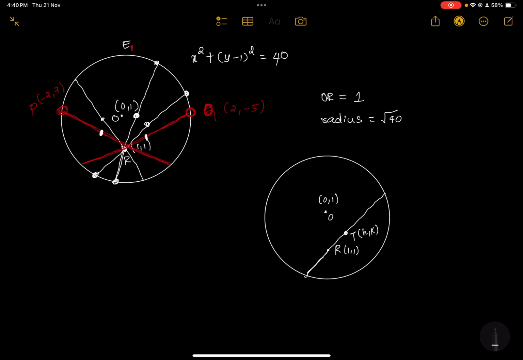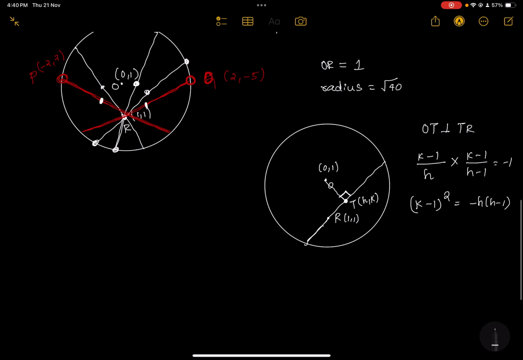The line joining the center and midpoint of the chord will be perpendicular to the chord. So now OT is perpendicular to TR, so the product of slopes should be -1. The slope of OT is (k minus 1) by h, into the slope of TR, which is (k minus 1) upon (h minus 1). This is equal to -1. (k minus 1) whole square is equal to minus h into (h minus 1). So we got an equation in h and k.